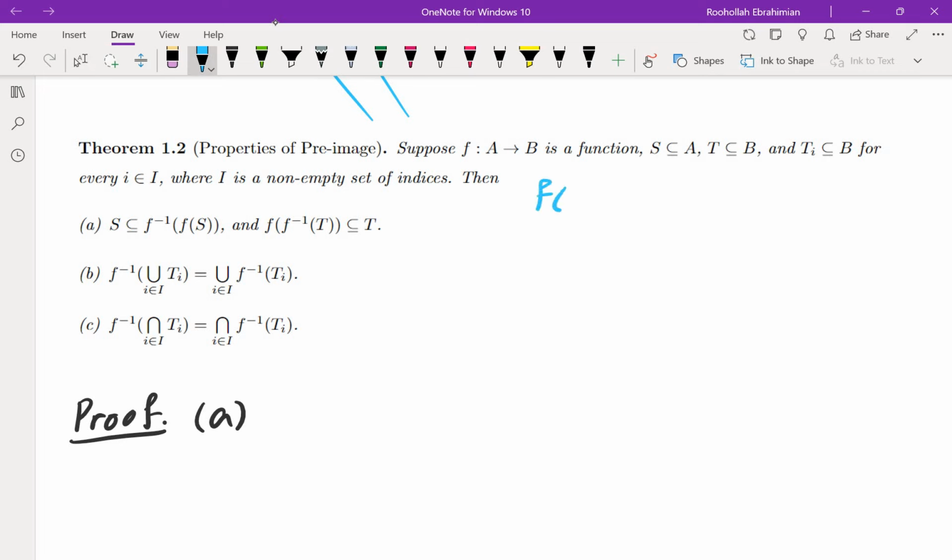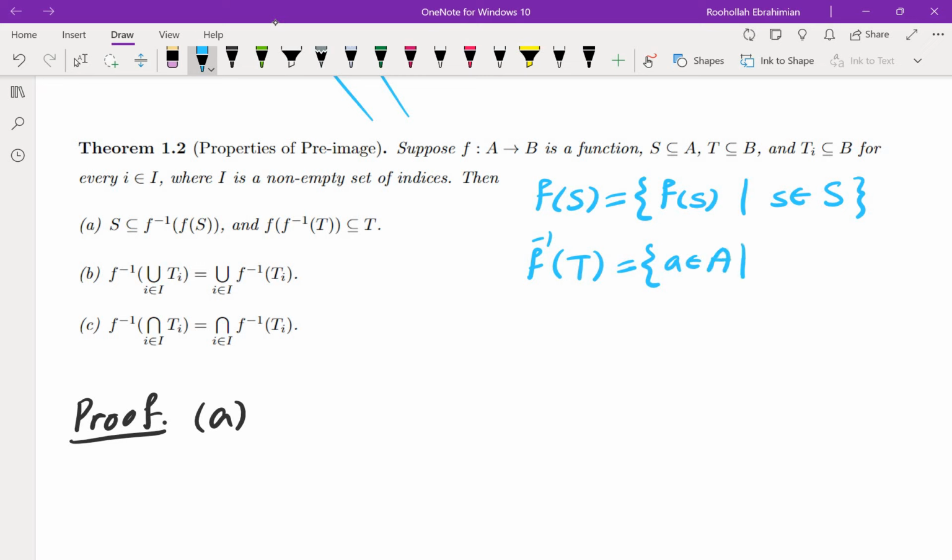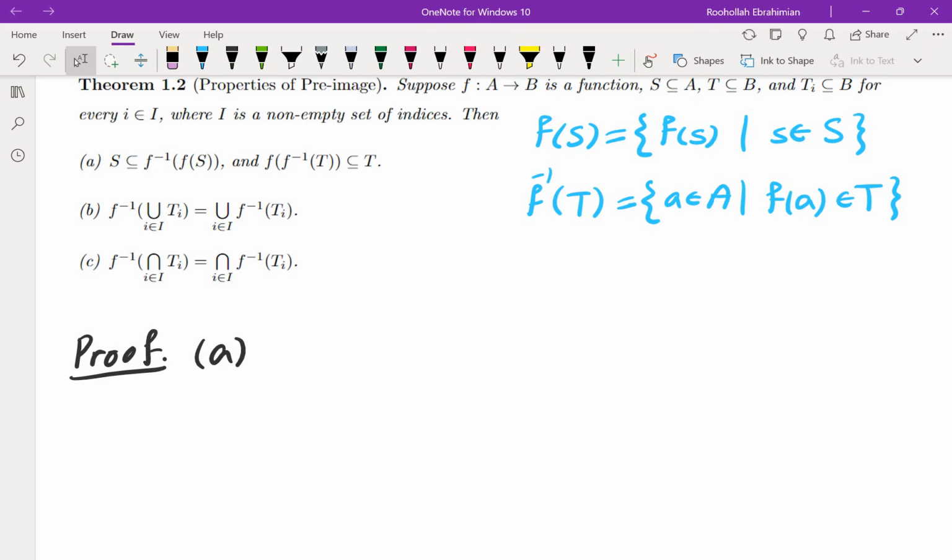So let me first write down what f of S is. This was f of a, where a is in S. Or it's usually better to use the same letter, just lowercase. And f inverse of T was all of the elements that, if you apply f to them, you get something in T. So these were the definitions. So let's start proving the first part, and parts B and C are going to be exercises.